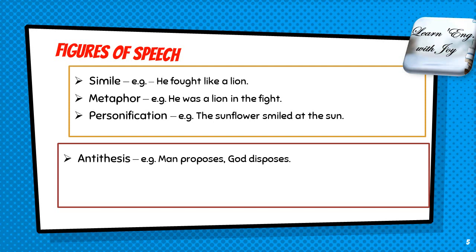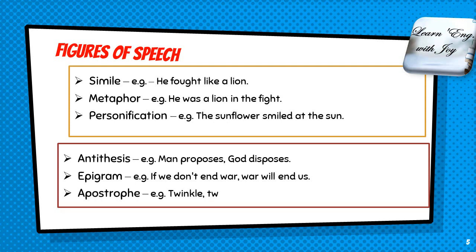Antithesis is a rhetorical device wherein the opposite is actually suggested. An epigram is a figure of speech which is a satirical statement. Apostrophe is a figure of speech wherein an inanimate object or a person who is not present is spoken to.